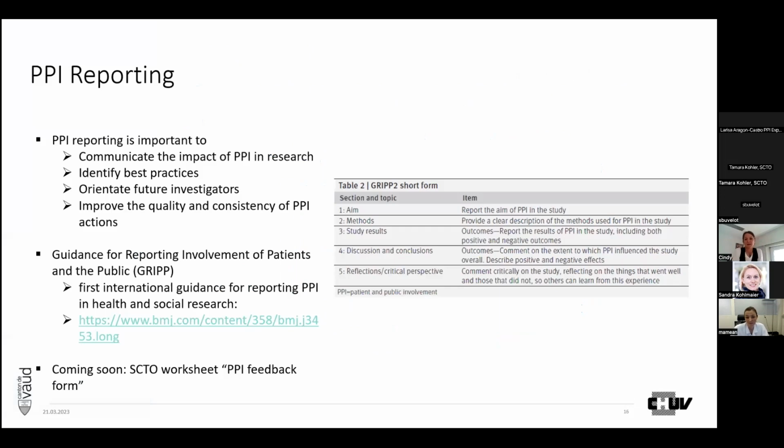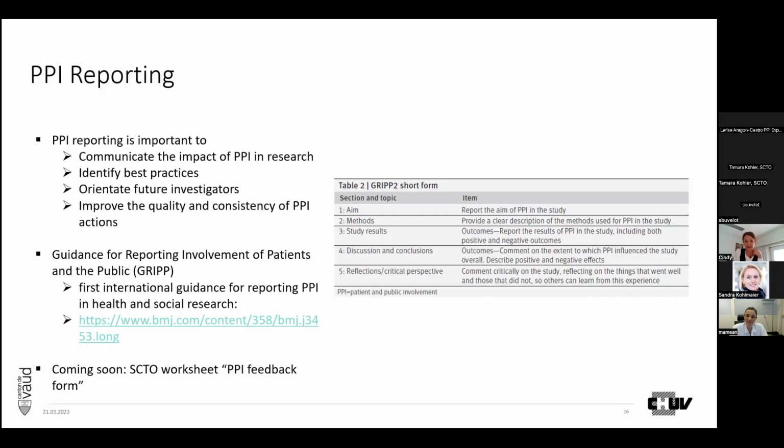Next. Okay, and coming back to PPI reporting, this part is very important also because it will help you communicate about the impact of PPI in research and show that PPI involvement is very important to improve clinical research and optimize clinical trials. It will also help identify best practices and help future investigators to set up their PPI activities. And finally, it will improve the quality and consistency of PPI actions. So don't forget this step.